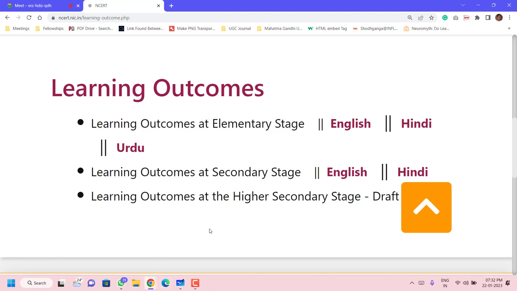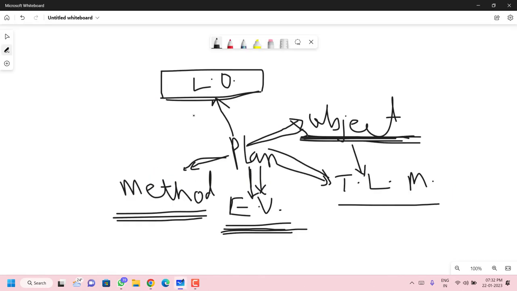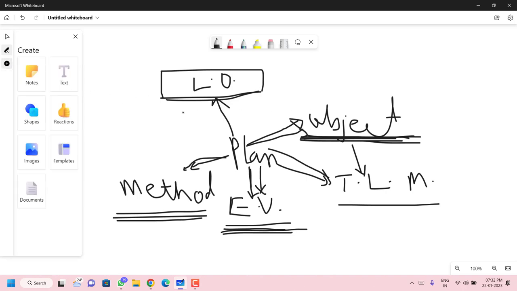So now when we talk about the learning outcome, learning outcomes are written in the already achieved way. You can understand this in a very easy manner if you want to understand. So let us talk in an easy manner.